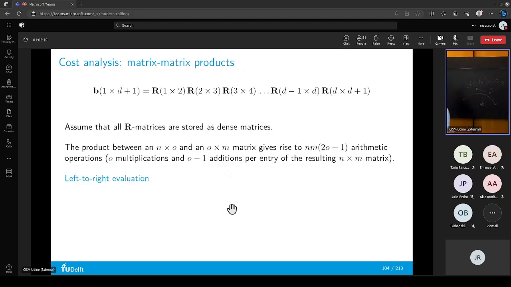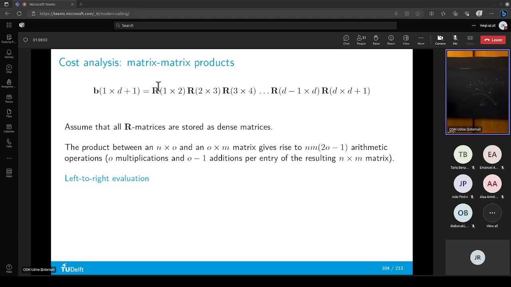Okay. If we now look at the cost analysis, what I try to do here is these are the matrices. They always have the form 1 times 2, then 2 times 3, up to d times d plus 1. Should be in brackets. Yeah, so if we store all the matrices in dense form, not optimal, but let's assume we do this, what's the cost of doing a matrix multiply? Well, it's 2 times the common dimension minus 1, for the multiplications and additions per entry. And we have n times m entries, so that is the cost for a matrix multiplication.